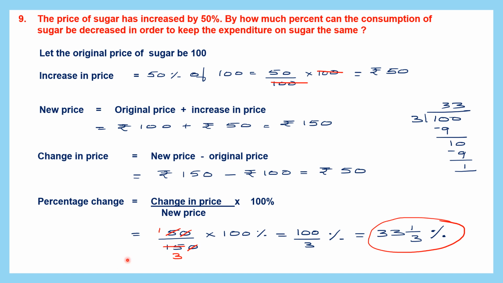So to find that, all you had to do is this: find the new price, find the change in price and the percentage change. This percentage change tells us the percentage that the family must keep in mind when they have to keep the expenditure the same, and the consumption should reduce by 33 1 by 3%. With this, student, we come to the end of this exercise. Thank you.